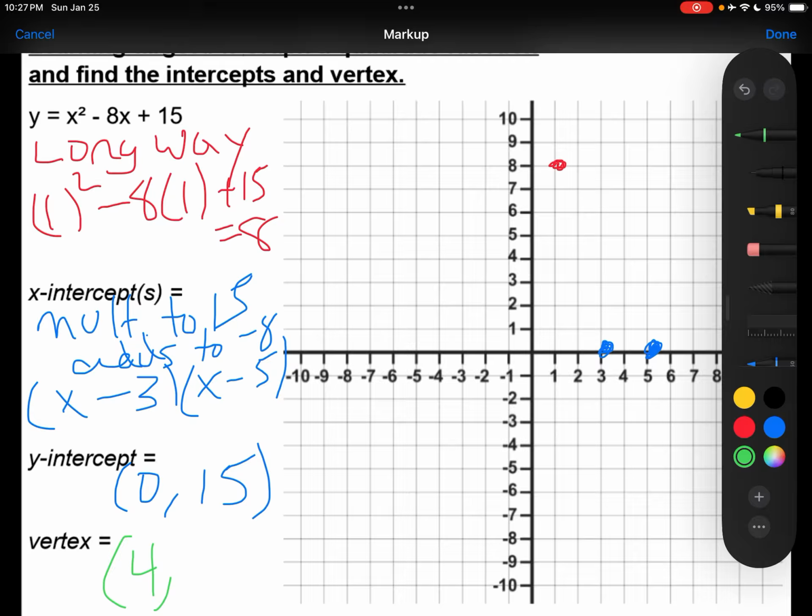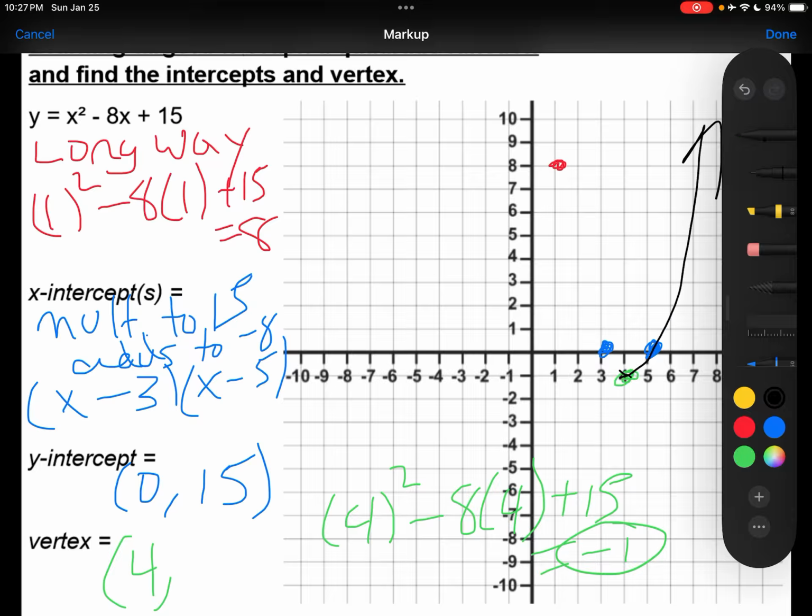So the vertex is going to have to be at 4, comma something. And I can figure out what it is if I plug in 4. I can tell you it comes out to be negative 1, but let me do the work here, though. 4 squared times 8 minus 4 plus 15 works out to be negative 1. So I have a dot right there. I can make myself a nice U-shaped parabola now. And notice that the left side's going off my graph. It would go up to 15 if I extended it out. I just can't extend it out at the moment.